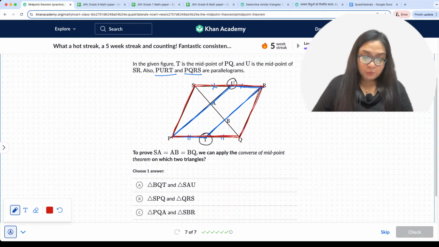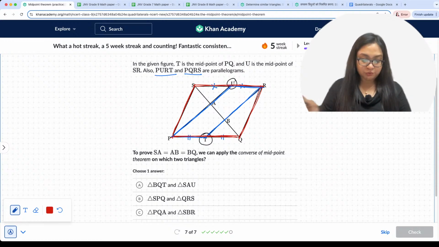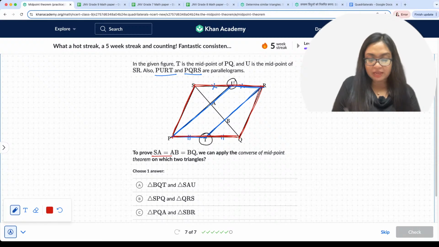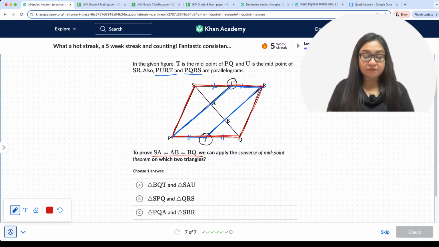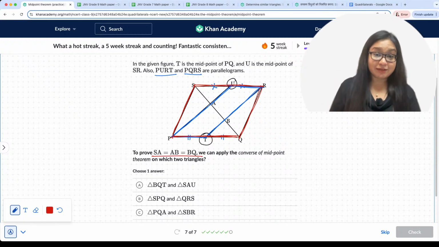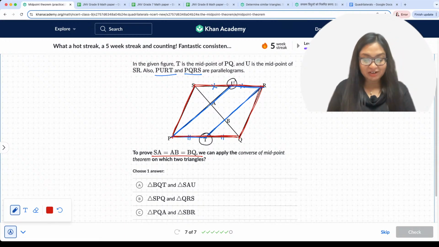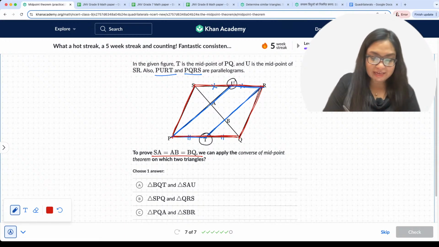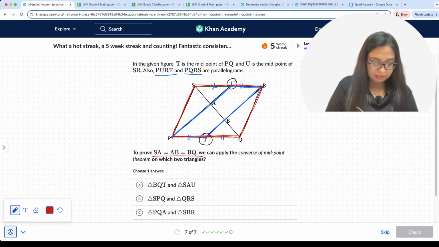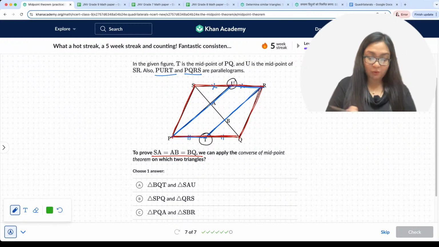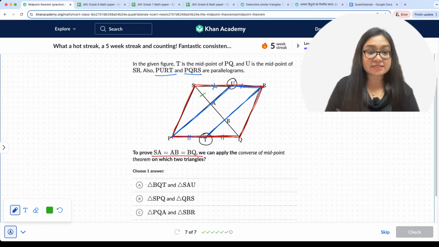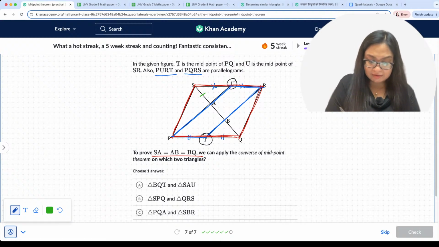Now, we have to prove SA equal to AB equal to BQ. To prove SA equal to AB equal to BQ, we can apply the converse of midpoint theorem on which two triangles? So, first things first, SA क्या होगा? ये वाला साइड हो जाएगा. Let me mark it properly with green. Okay. SA ये वाला साइड है, AB ये वाला साइड है और BQ ये वाला साइड है.